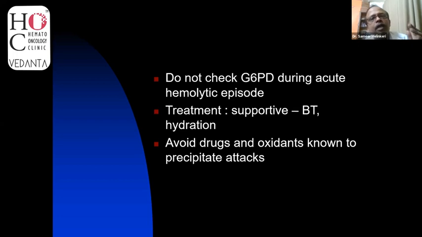Sometimes the reticulocytosis can go up to 30% reticulocytes in a severe hemolysis. So when the reticulocytosis settles down after a period of a few weeks, that's the time when you must check the G6PD levels. And the treatment is only supportive. You give blood transfusion support, give good hydration, and avoid drugs and oxidants known to precipitate attacks in these patients.